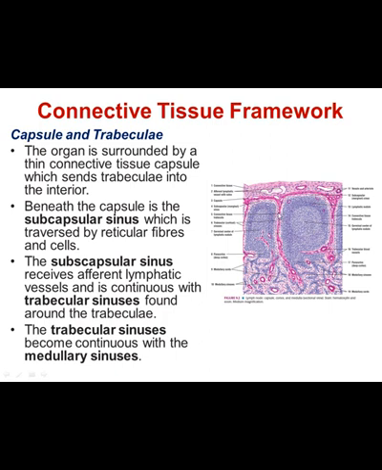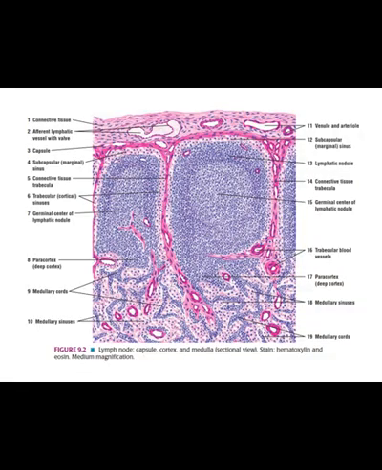Here is the trabecular sinus, which is found around the trabeculae. And these trabecular sinuses become continuous with the medullary sinuses. Here we will see the structure of medulla, which consists of medullary sinuses. This is a magnified picture: capsule, subcapsular sinus, and here is the trabeculae, and around the trabeculae are the trabecular sinuses, which are continuous with this lighter area in the medulla, that are medullary sinuses.